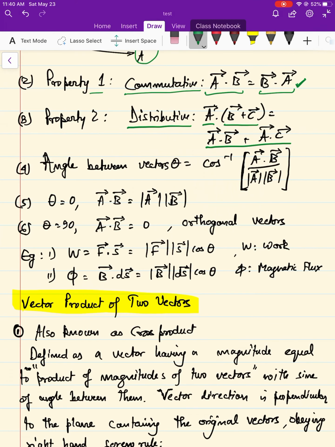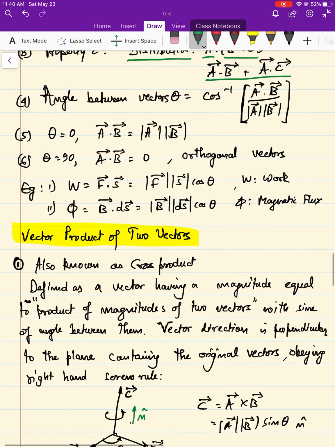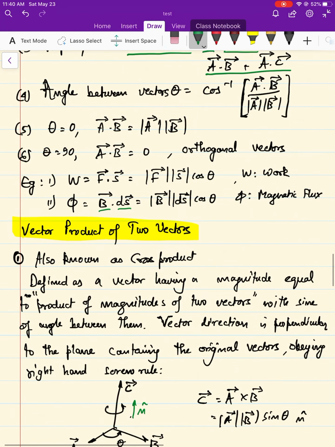And then you have phi, which is known as the magnetic flux, represented as B dot dS, which you will study when we go to magnetism. But the point is, these are also vectors, and these operate in the same way as other scalar quantities.